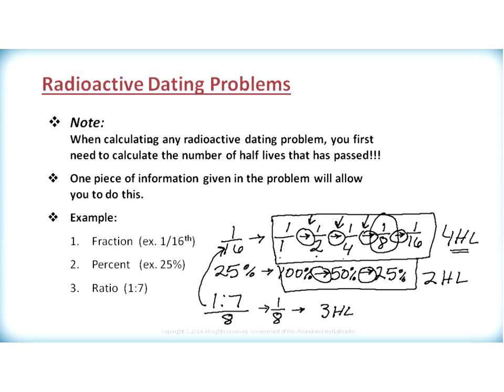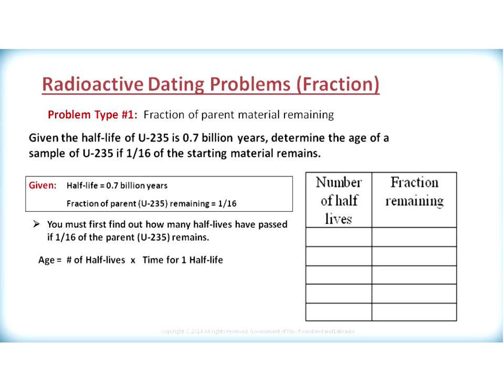So in order to do any radioactive dating problem, the key is in the first point. You need to find out the number of half-lives that have passed, and you can find that by the information that is given in the sample problems. Let's have a look at some of the different problem types, and you'll see what I'm talking about by finding the number of half-lives.